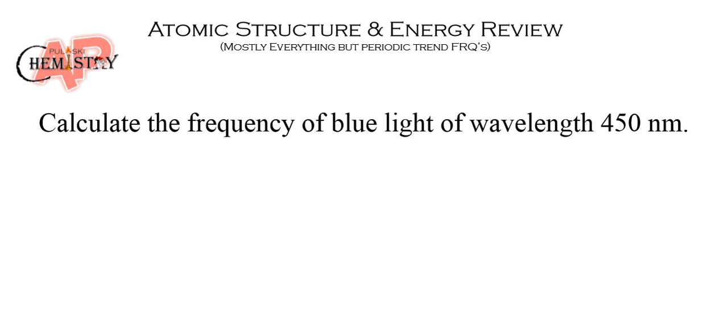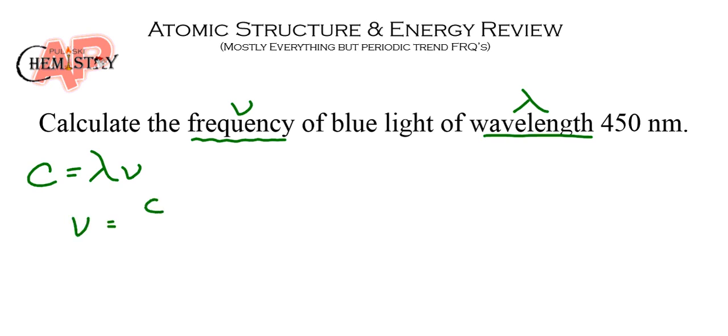Next question. Calculate the frequency of blue light of wavelength 450 nanometers. So there we are again. We have something that has nanometers in it. So let's talk about this a little bit. Frequency is our nu, right? Wavelength is our lambda. So we have this relationship right here. Speed of light equals wavelength times frequency. We rearrange that, and we would have frequency equaling speed of light divided by wavelength.